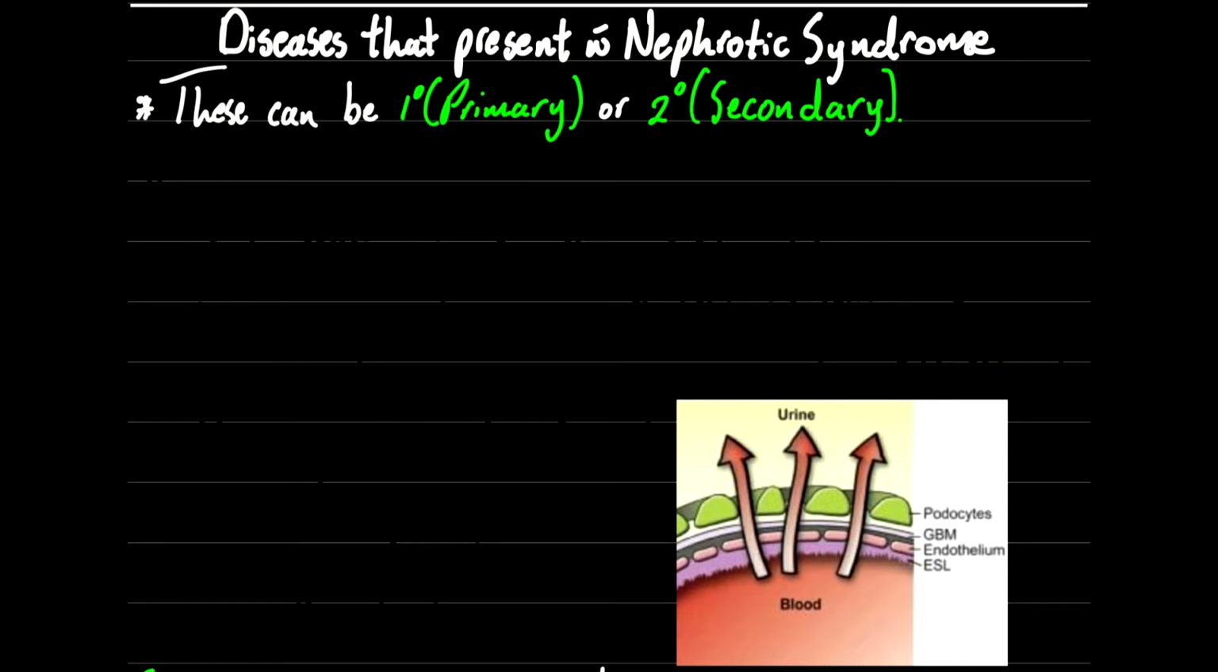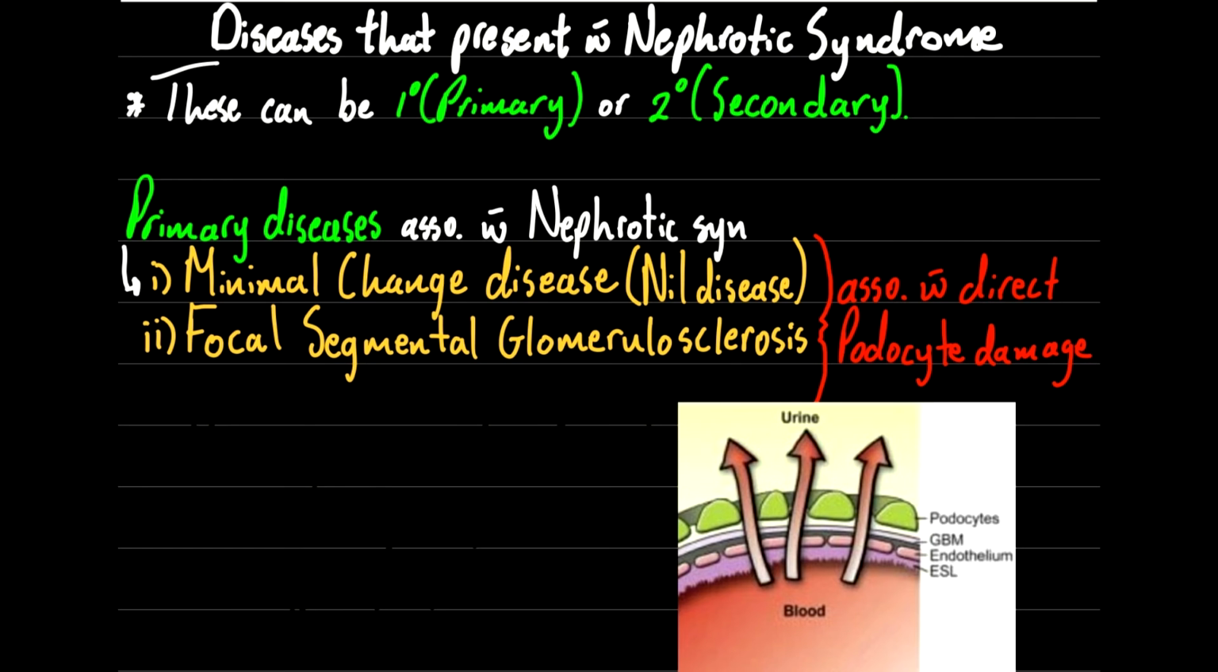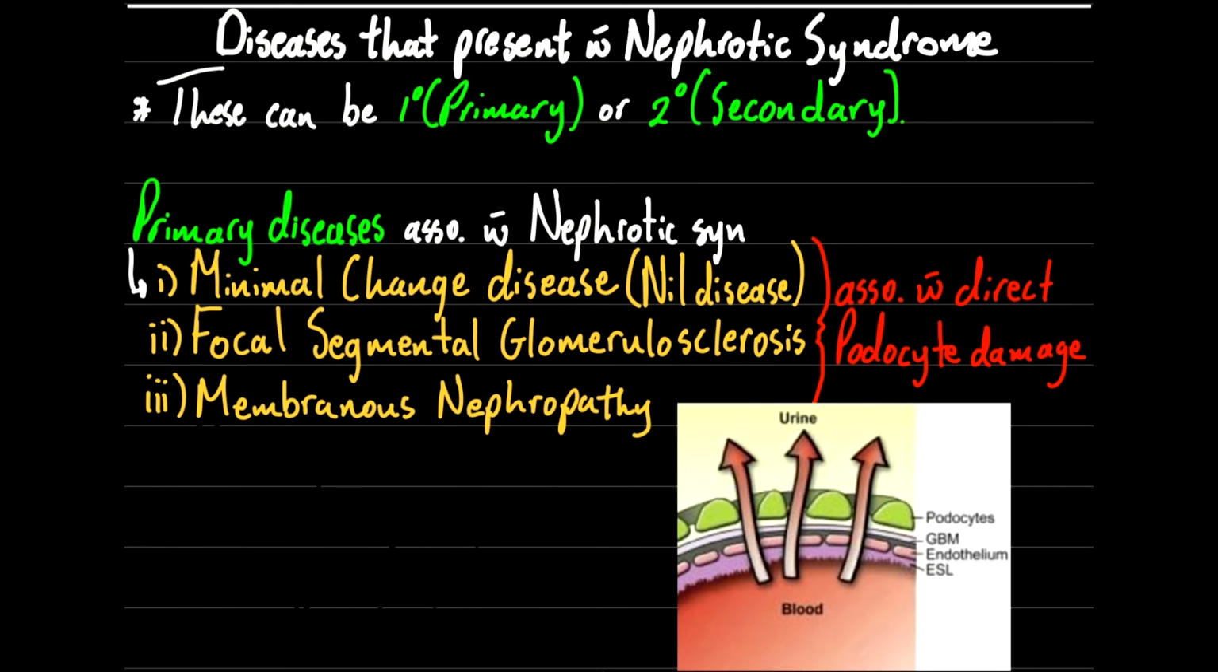Today we are continuing with nephrotic syndrome, but focusing on specific diseases associated with it. So we have primary and secondary causes. Let's start with primary diseases. The first one is minimal change disease or Nil's disease. Second, focal segmental sclerosis. Third, membranous nephropathy. These first three are associated with direct podocyte damage, thus podocytopathy nephropathy.